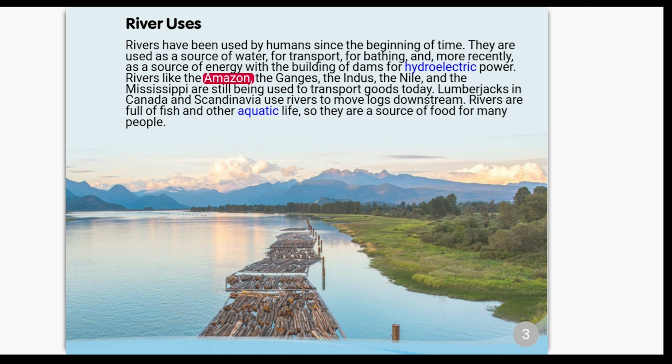Rivers like the Amazon, the Ganges, the Indus, the Nile, and the Mississippi are still being used to transport goods today. Lumberjacks in Canada and Scandinavia use rivers to move logs downstream. Rivers are full of fish and other aquatic life, so they are a source of food for many people.